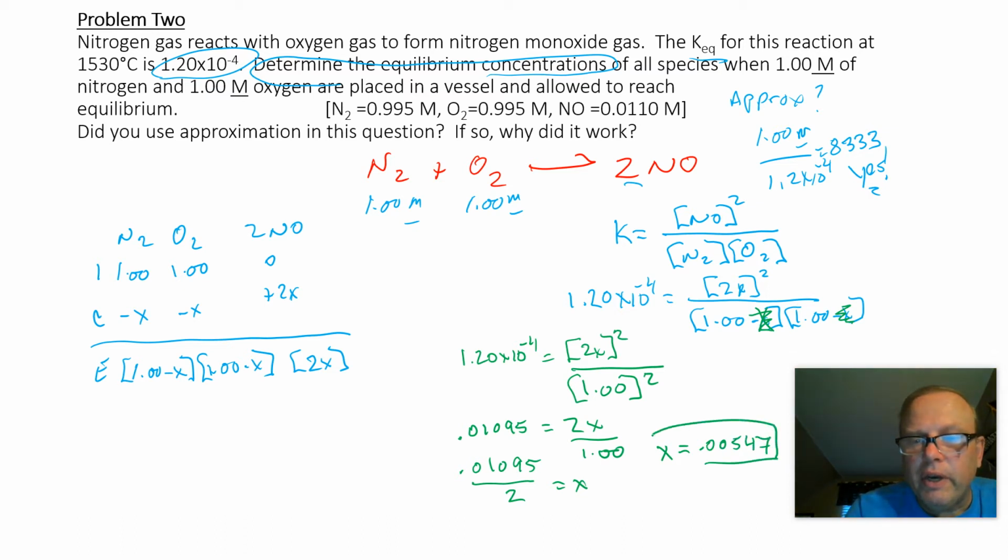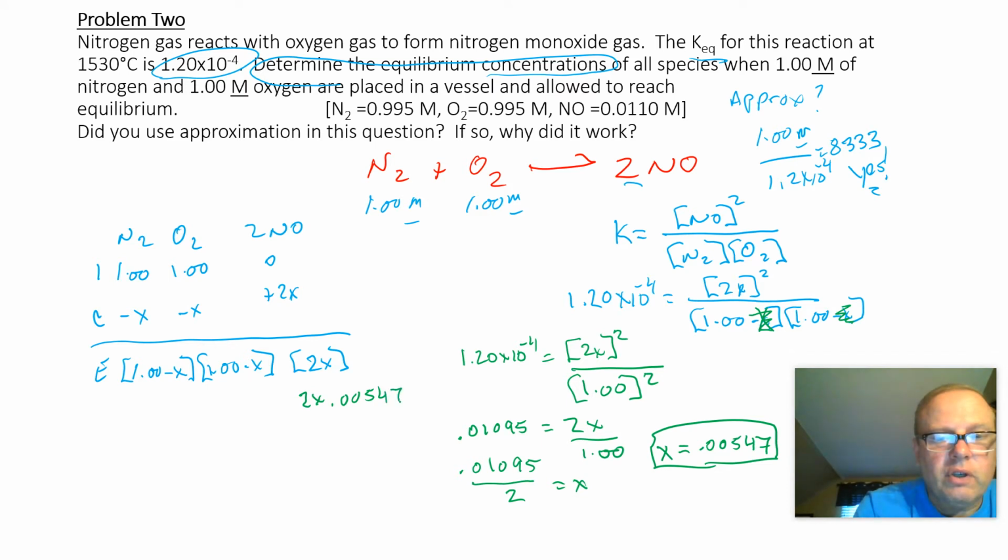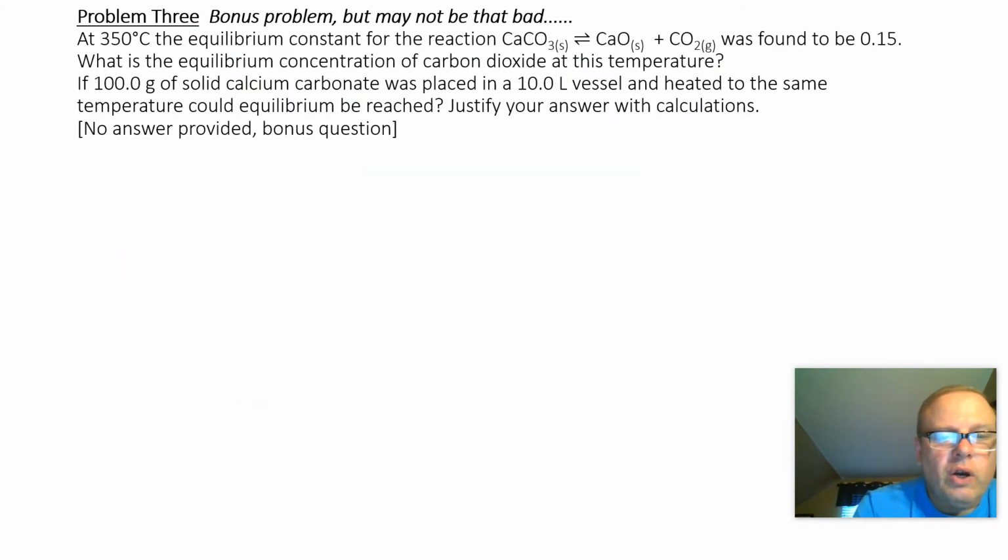And that is my x value. So now this is going to be 2 times 0.00547, and that will equal what it says in the question, 0.011, just a tad around there. So that'll be our concentration. And these guys will both end up being 0.955 when we subtract out what that is.